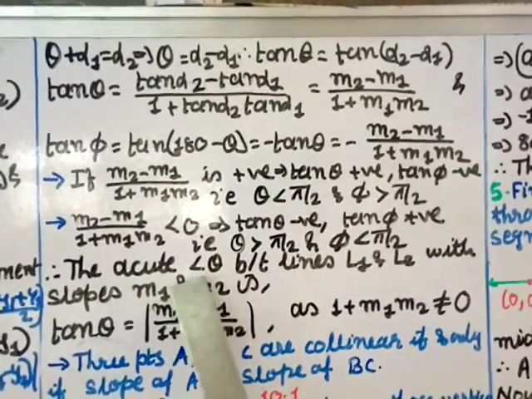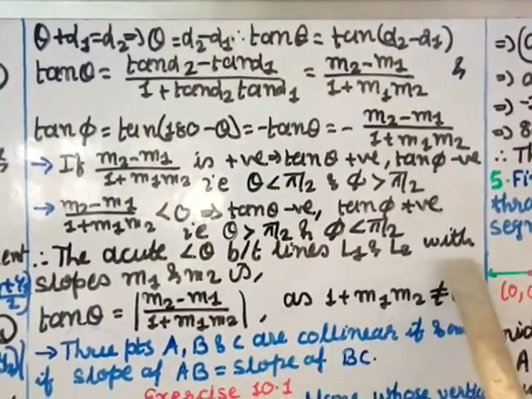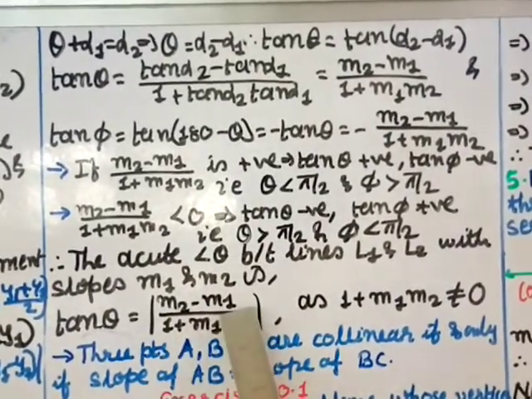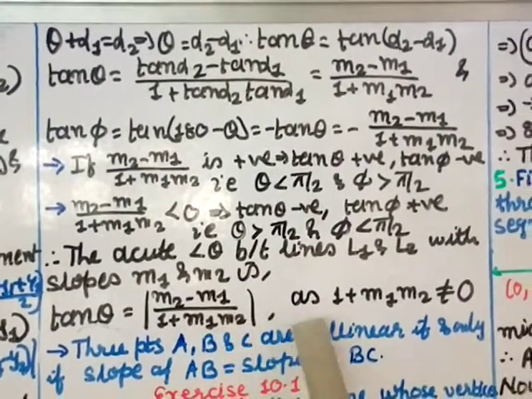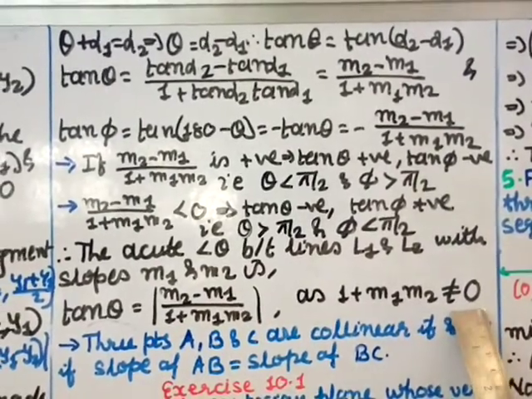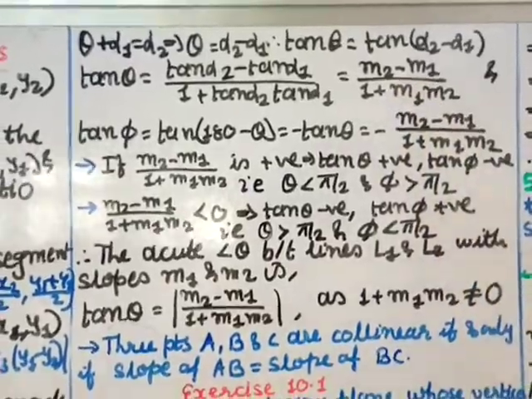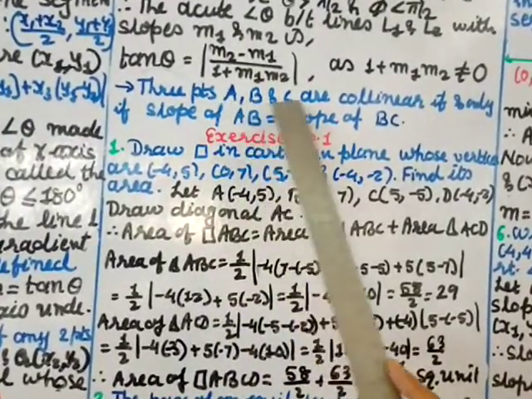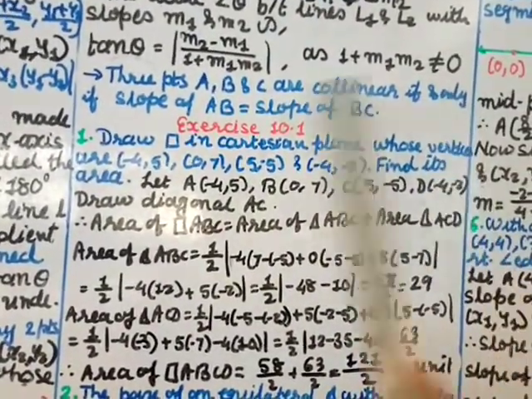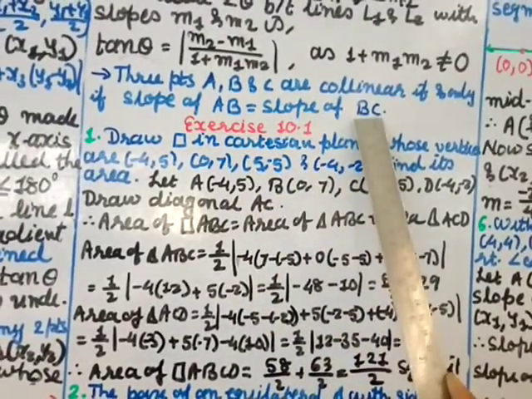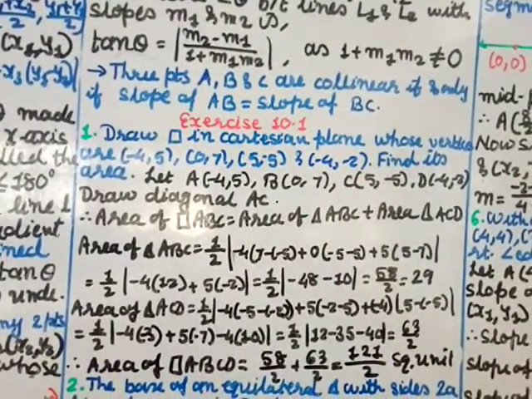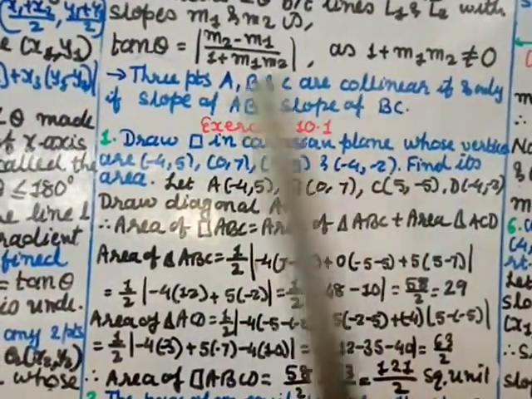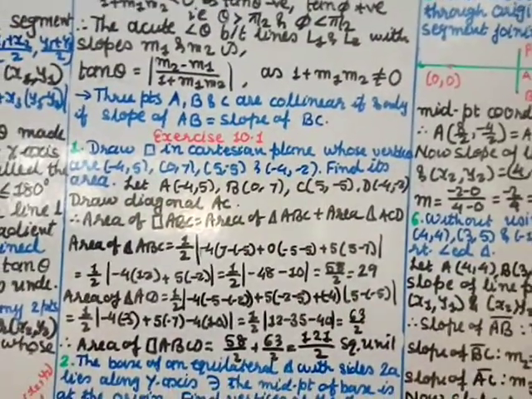Therefore, the acute angle theta between lines L1 and L2 with slopes m1 and m2 is tan theta equal to modulus of m2 minus m1 divided by 1 plus m1 m2, as 1 plus m1 m2 is not equal to 0. The denominator should not be 0. Okay, then only it is defined. Next we have one more point. Three points A, B and C are collinear if and only if slope of AB equals slope of BC. So if you have three points A, B, C collinear, that is in the same line, then the slope of AB equals slope of BC, and if the two slopes are equal, then the three points are collinear.